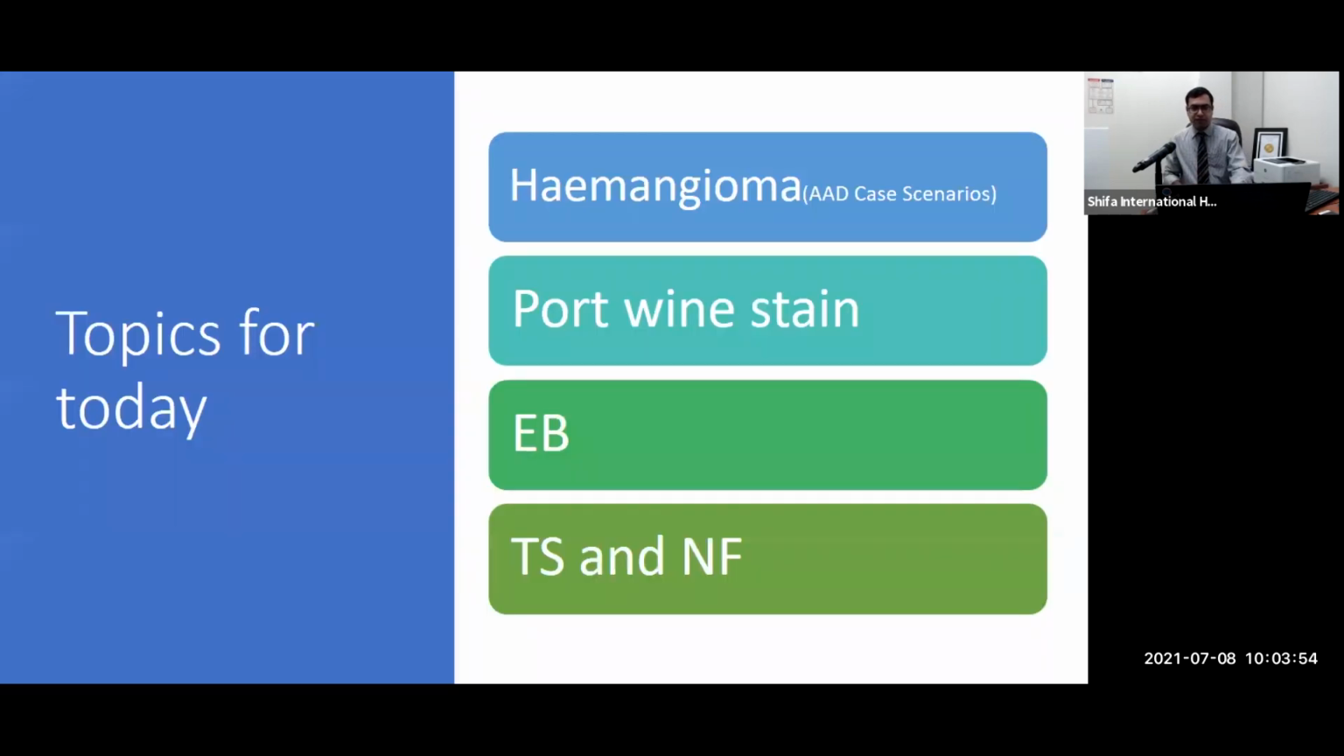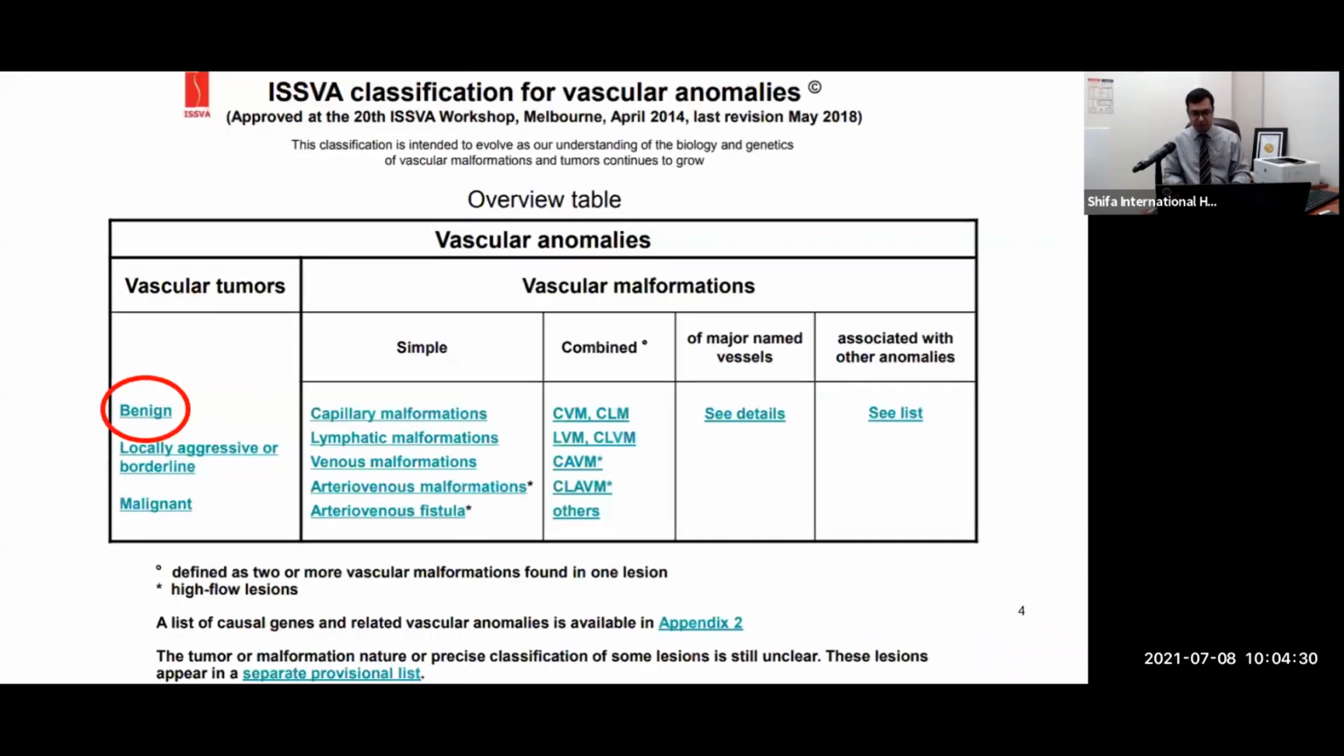Now, the topics for today, I have to apologize in the start because this presentation is going to be slightly longer than the other ones. It has few case scenarios from American Association of Dermatology. So the topic involves four of the main presentations. Bearing in mind, we are talking about presentation in ER. So we'll be more relevant to that, especially in EB, Epidermolysis Bullosa, acute management and looking outside the box. So with regards to hemangioma, let's start.